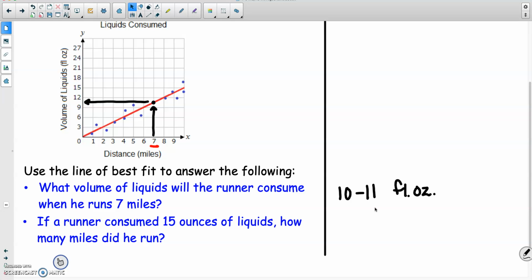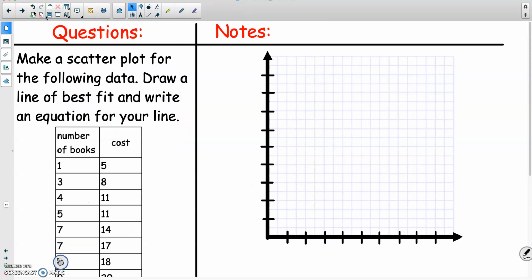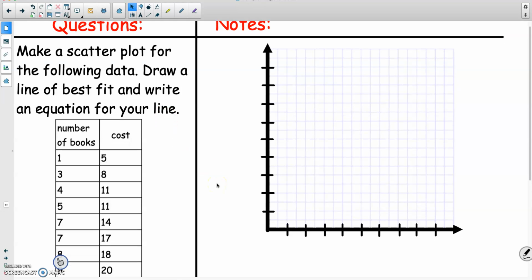All right, now the other one, if a runner consumed 15 ounces, so that's up here, how many miles did he run? So I'm going to do the same thing. So 15, I'm going over to my line. It looks like it's right here. So then if I go down, it looks to me like 10 miles. So make sure that you're looking at the line of best fit to answer the questions and not at the dots on the graph.